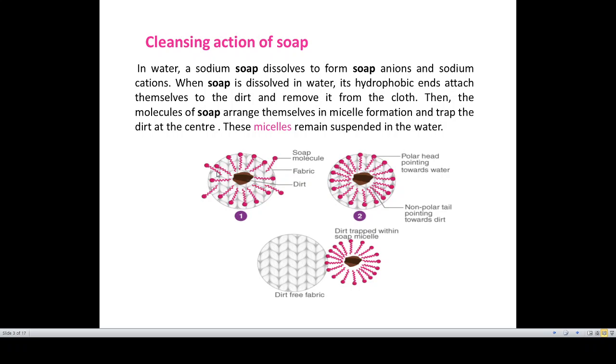Later, the soap molecules arrange themselves in a circular fashion where their long hydrophobic ends face towards the dirt and the hydrophilic end points towards the outside, towards the water molecules. Such an arrangement results in the formation of a micelle. So, this micelle remains suspended in the water. Later, by just a little mechanical action, the dirt which is entrapped in the soap molecules gets free, and hence the fabric is free from the dirt, and this is the way in which the soap acts as a cleansing agent.